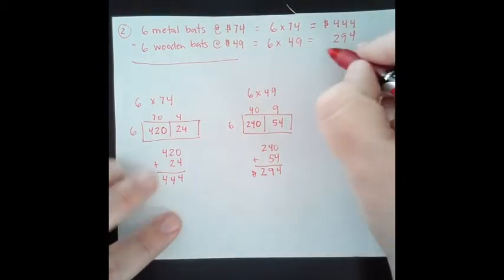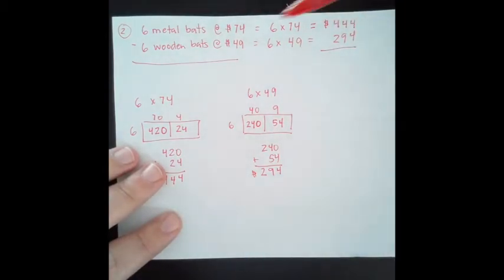Now, like we said before, we're going to have to subtract how much the wooden bats cost from the metal bats cost, because that's going to give us how much he's saving.